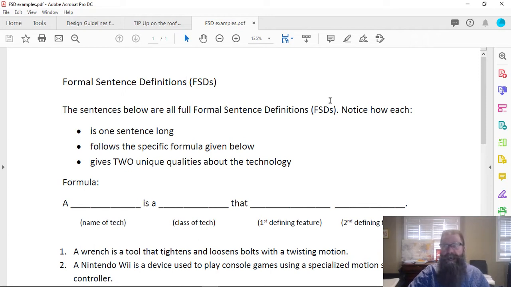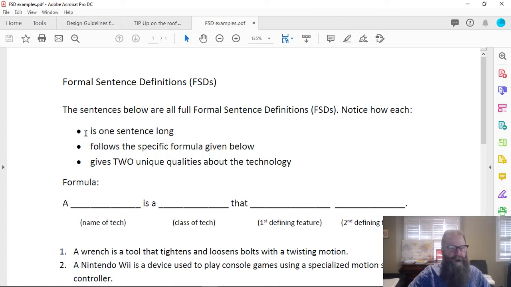So it's definitely a definition, right? You're explaining what the technology is, but very basically. You're going to give more details later in the parts analysis and the operating principles. So this is the reader's first basic definition of what it is. Okay, so we're going to go through some examples and the formula.